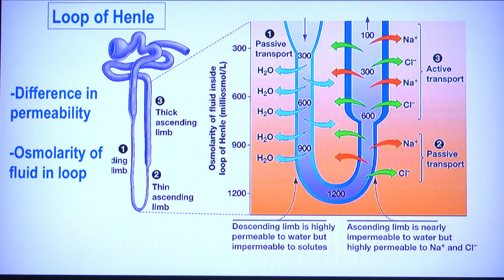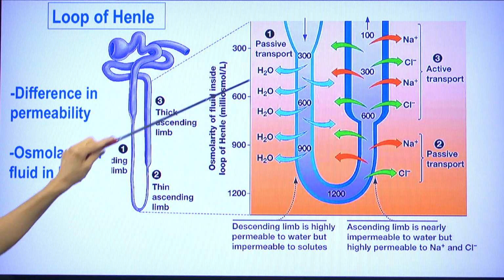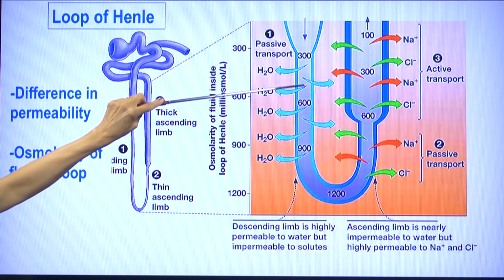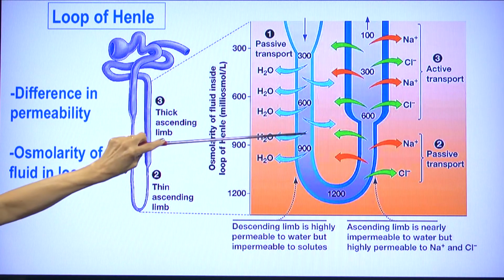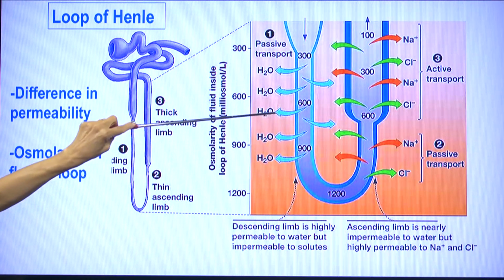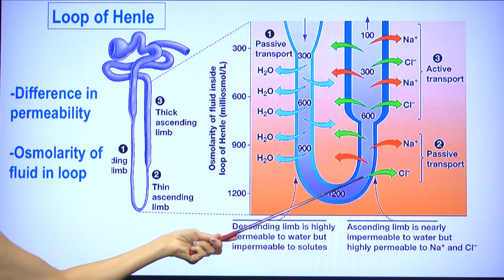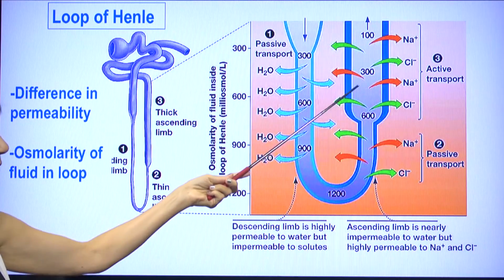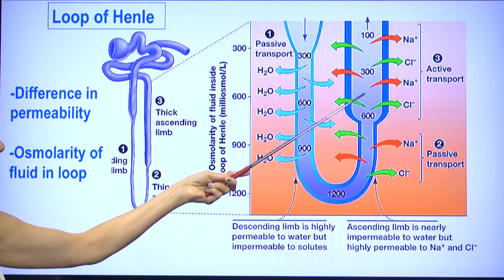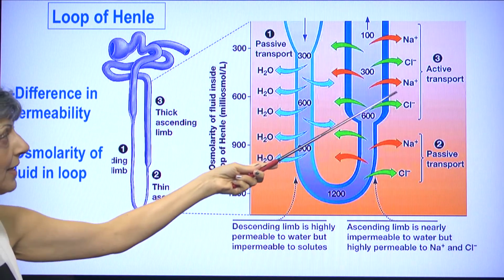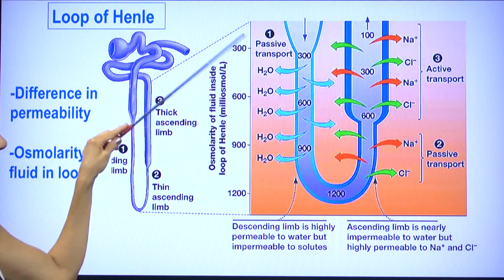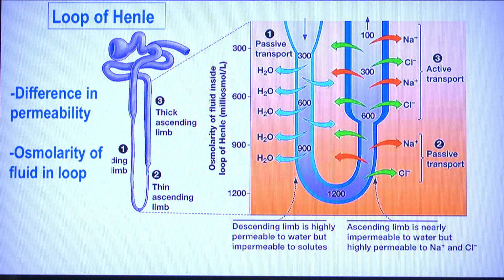We're looking at the loop. So we're going to look at the difference of permeability. This is the descending loop of Henle. This is permeable to water, so water can move out. This is the ascending limb. It is not permeable to water. Water cannot move out, but sodium chloride can move out. So this is a very important concept.